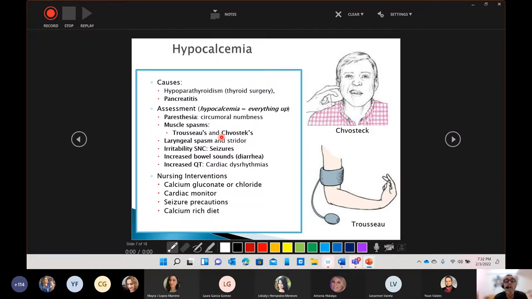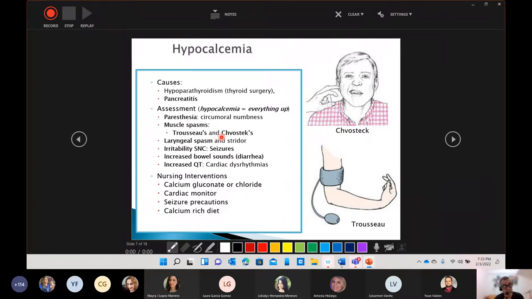So what is the conclusion that we have? The most important cause of hypocalcemia is damage of the parathyroid glands. And the most common cause of damage of the parathyroid gland is thyroid surgery. So take care with the game of the words, okay?